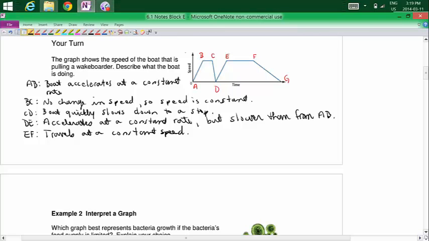Okay, and then from F to G, notice that the speed is decreasing, right? We're going from a higher speed down to 0. And notice that the slope is not nearly as steep as it was from C to D. So we're slowing down at a much slower rate than we were from C to D. So from F to G, the boat decelerates at a constant rate to a stop. Okay, so let's move on to example 2.